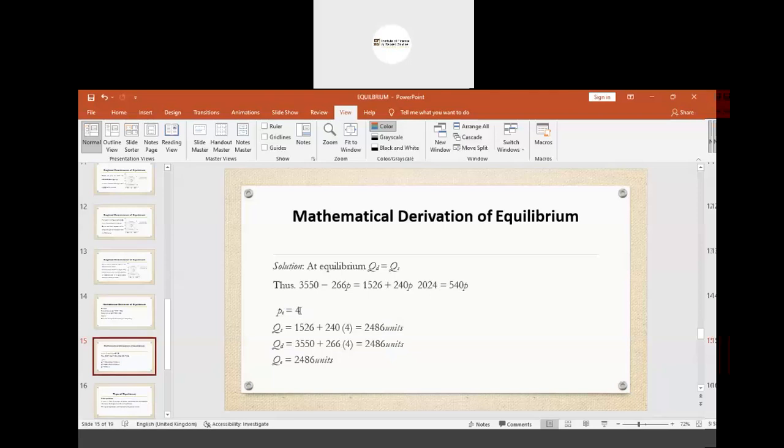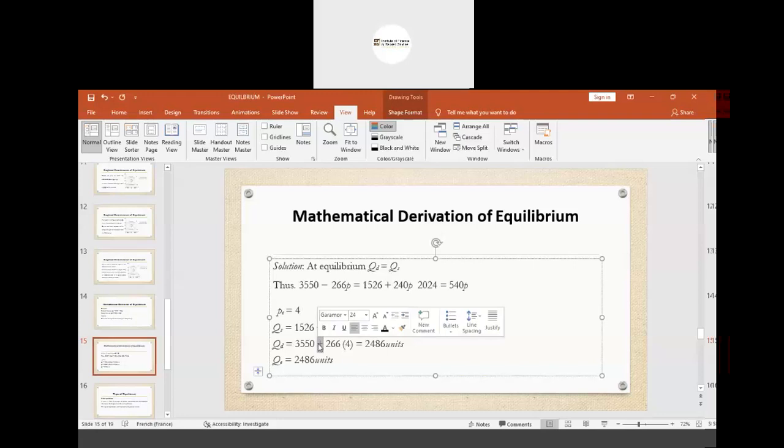To determine the equilibrium quantity, we simply substitute the equilibrium price into the two equations that we have. This should have been subtraction, sorry for that. And at the end of it, we shall find that our equilibrium quantity is 2,486.